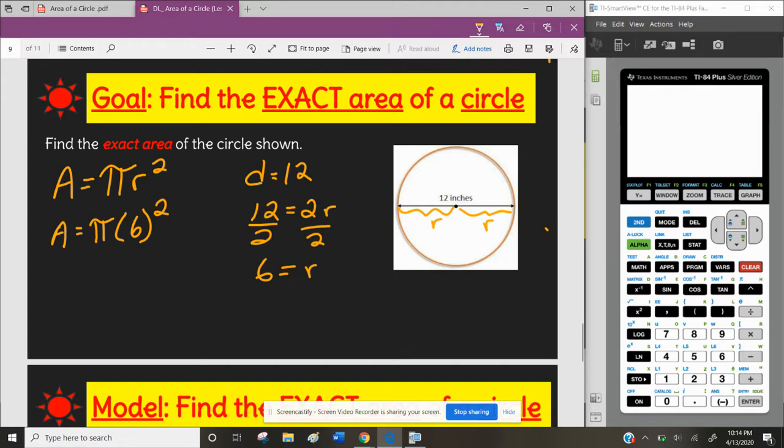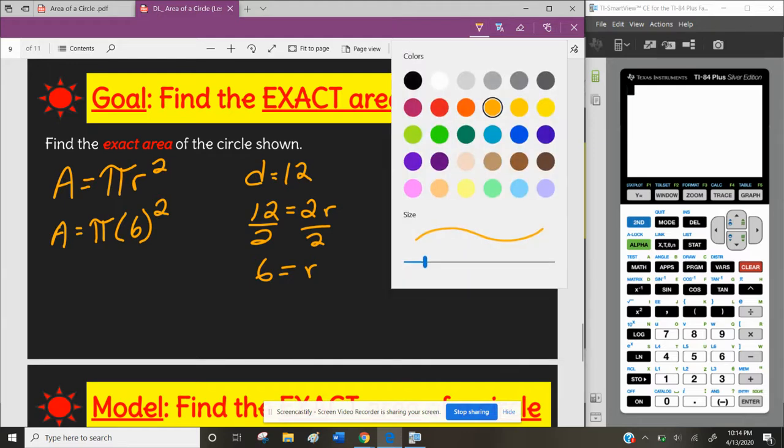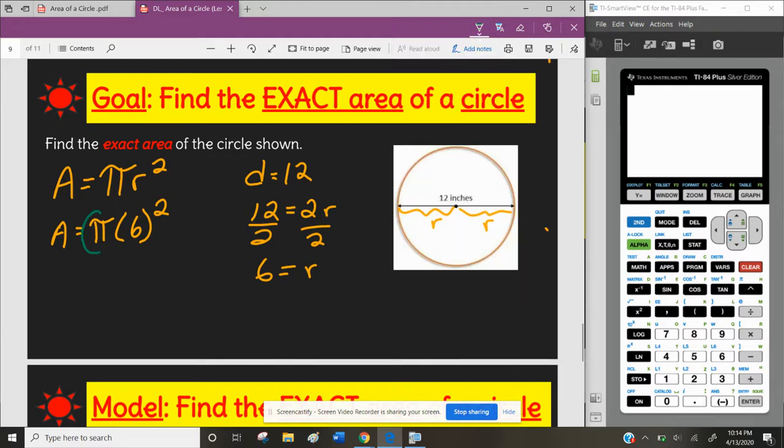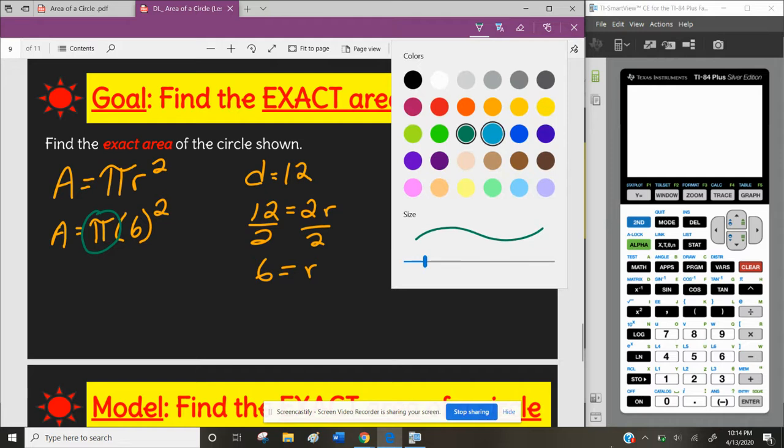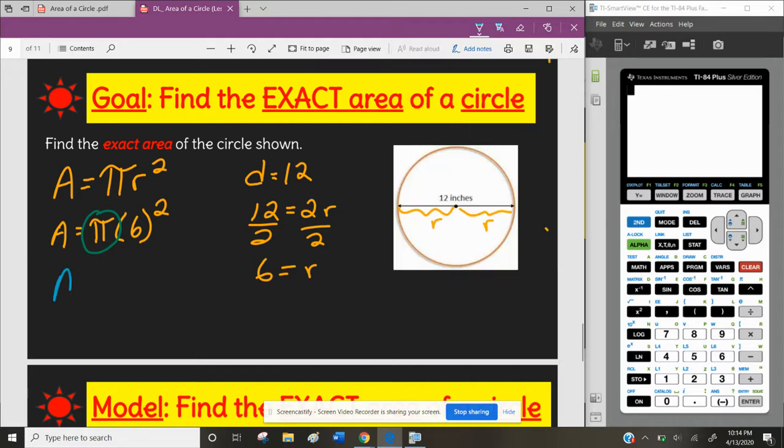So we could use our calculator to do 6 squared here. However, since we want the exact area, and remember, pi is irrational, it continues on forever. So since pi is irrational and we want an exact answer, we're not going to push our pi button. We're just going to write it next to whatever 6 squared is. So 6 squared is 36 pi. And that is the exact answer.